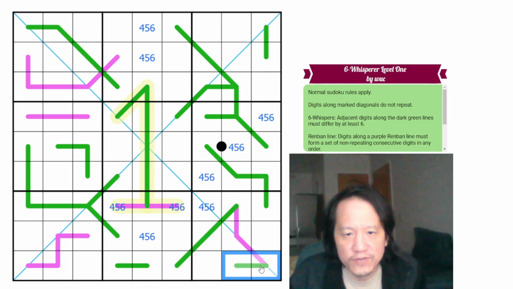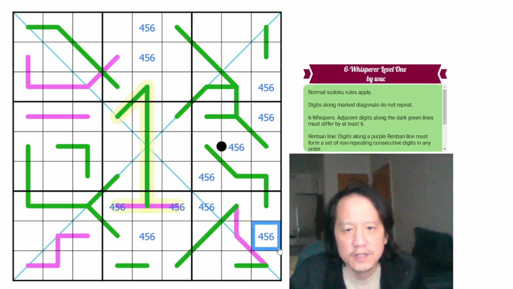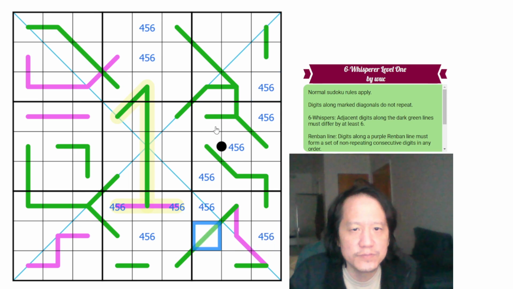1, 2, 3, 4, 5. That's 5. 1, 2, 3, 4, 5, 6. So we have 6 in column 9 also. So this is 4, 5, or 6. This is 4, 5, or 6.